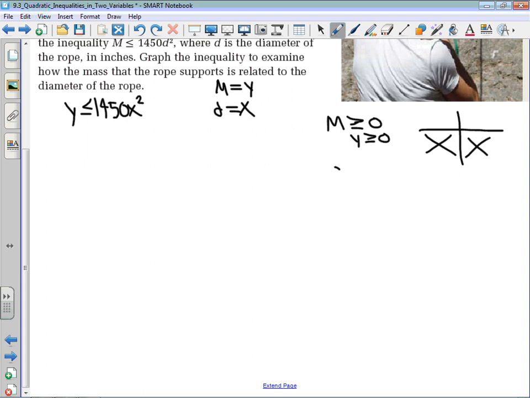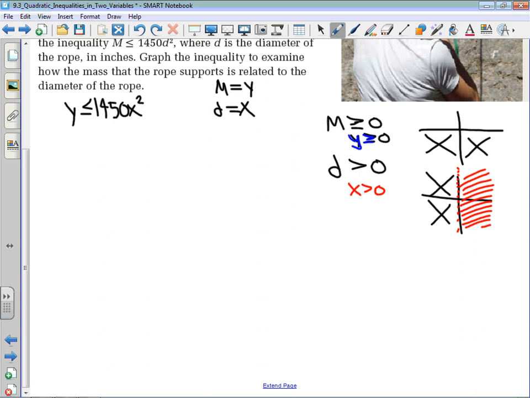D is the diameter of the rope. In order for there to be a rope, the diameter must exist, so d has to be greater than or equal to 0. Now, if we talk about what that looks like graphically, then nothing in quadrant 2 or quadrant 3. I'm going to actually draw this one, x is greater than 0, it would be this dotted line and everything to the right of it. Everything in that red region is where x is less than 0. Now that I've done that, I'm actually going to do it for my y inequality as well. That would be this solid line and everything above it.